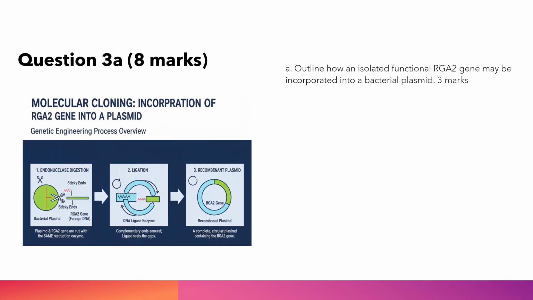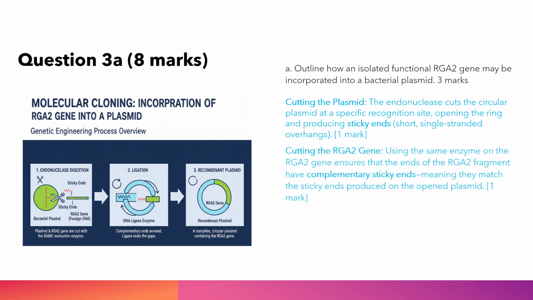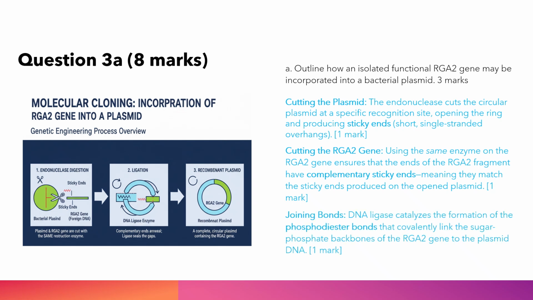Cutting the plasmid: the endonuclease cuts the circular plasmid at a specific recognition site, opening the ring and producing sticky ends, short, single-stranded overhangs. Cutting the RGA2 gene: using the same enzyme on the RGA2 gene ensures that the ends of the RGA2 fragment have complementary sticky ends, meaning they match the sticky ends produced on the opened plasmid. Joining: DNA ligase catalyzes the formation of the phosphodiester bonds that covalently link the sugar-phosphate backbones of the RGA2 gene to the plasmid DNA.